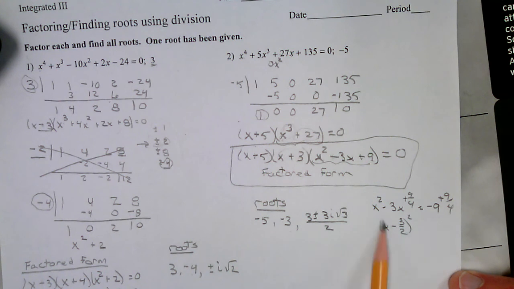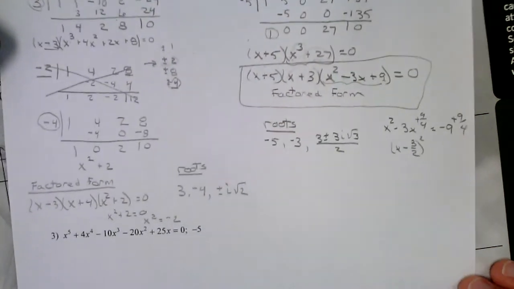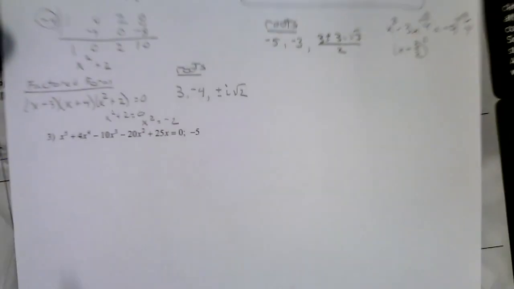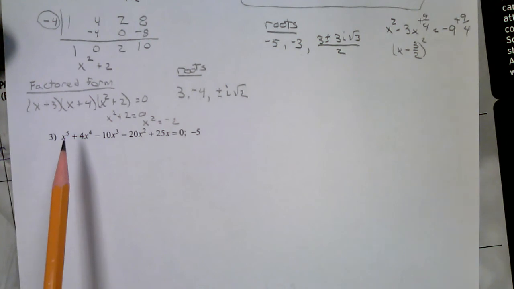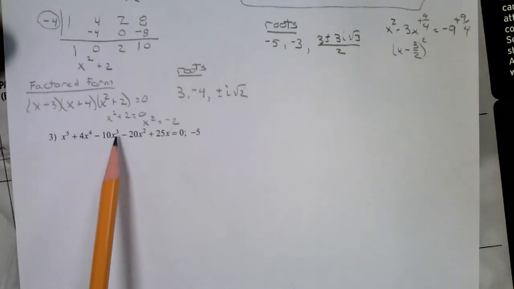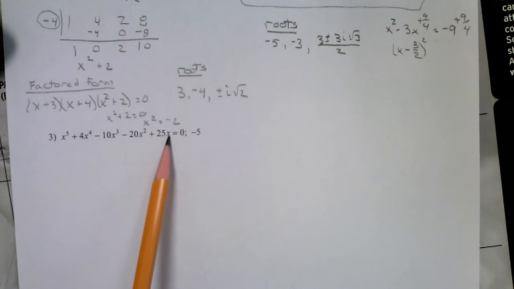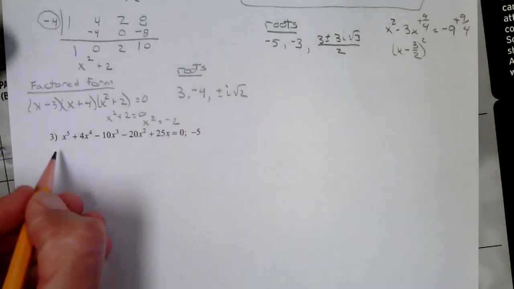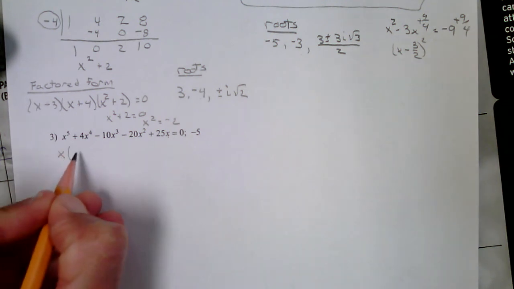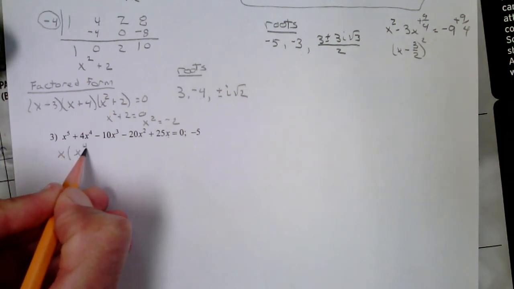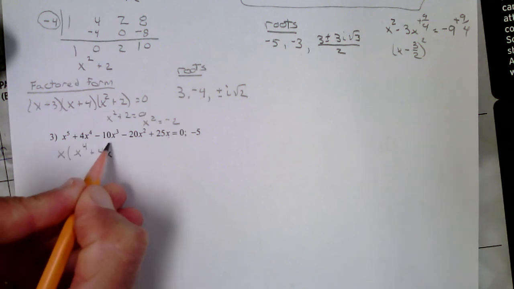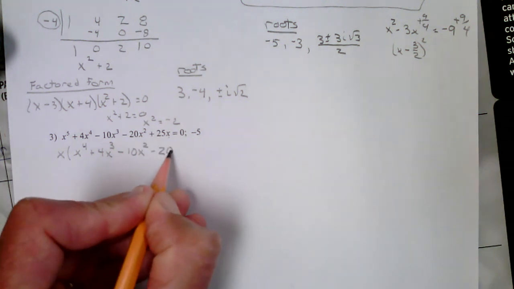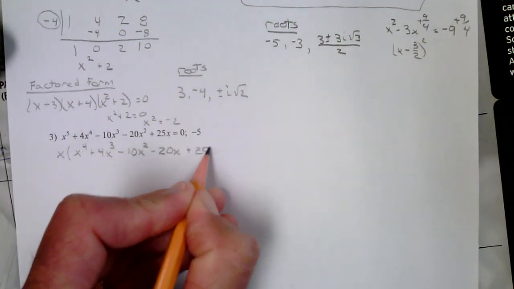Okay, so if you finish completing the square, I don't want to waste your time doing that, but I want to point out one last thing down here. These are all things to think about when you're doing your homework. If you look at our last example here, I've got x to the fifth, x to the fourth, x to the third, x squared, and x. So my first order of business is going to be to factor out an x to make it x to the fourth plus 4x to the third minus 10x squared minus 20x plus 25.